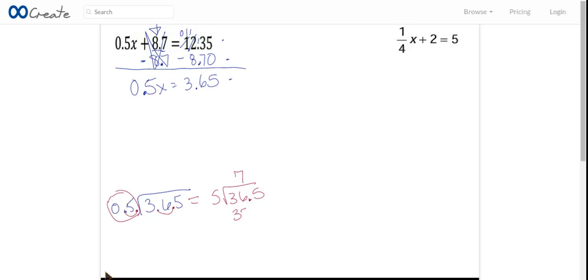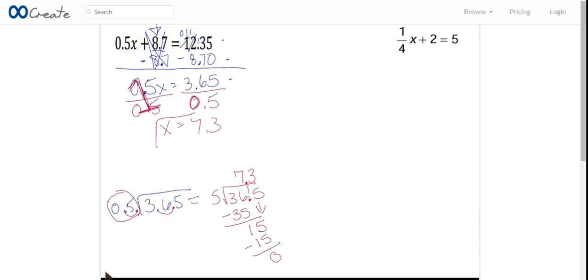7 times 5 is 35. Now I subtract. 36 minus 35 is 1. And I bring down my next number, which is 5. 5 goes into 15 3 times. 3 times 5 is 15. 15 minus 15 is 0, so I'm done. But I need to make sure that my decimal place walks up and lines up right above the house. So if I divide both of these by 0.5, there's my coefficient of 1. And I'm left with x equals 7.3.